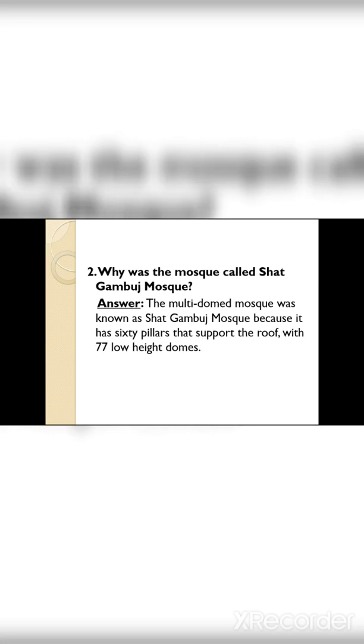Number 2. Why was the mosque called Shat Gambuj Mosque? The multi-domed mosque was known as the Shat Gambuj Mosque because it has 60 pillars that support the roof with 77 low-height domes.